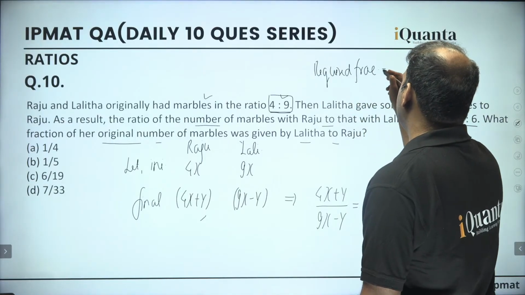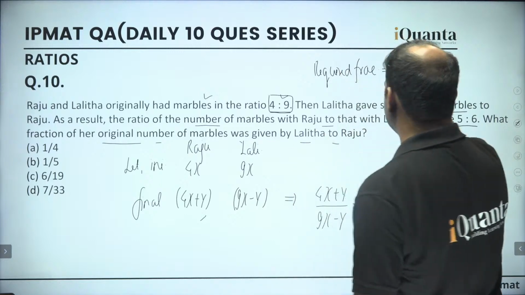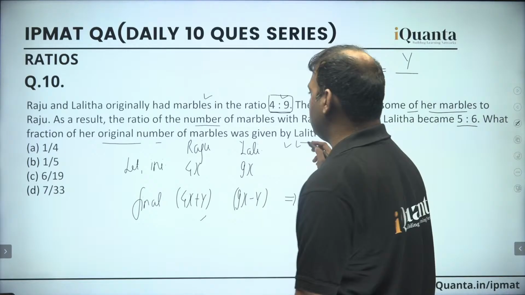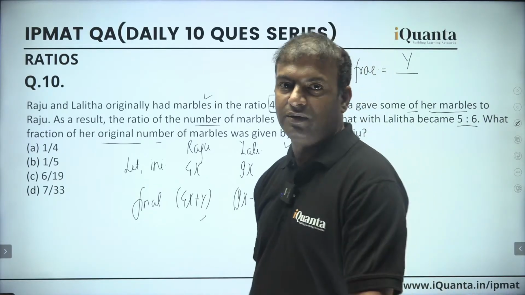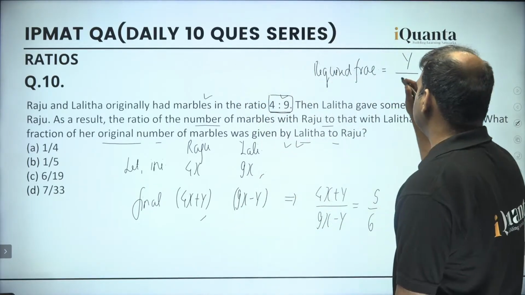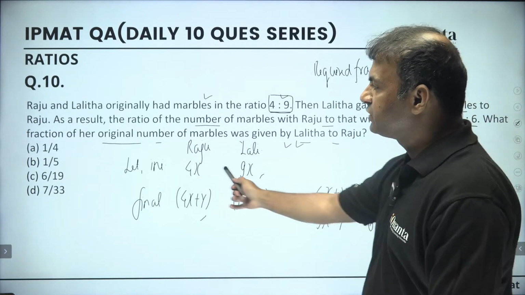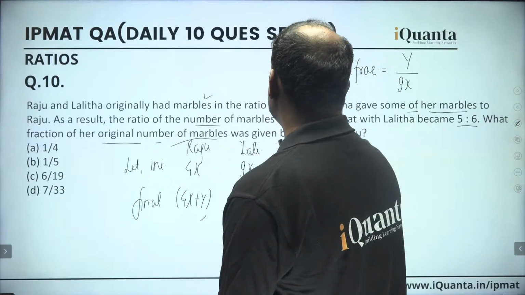The number of marbles given by Lalita to Raju, which we have assumed as y, is what fraction of the number of marbles with Lalita in the beginning, which we have assumed as 9x. Right, guys? This is what we have to find. You can read it again. What fraction of her original number of marbles was given by Lalita to Raju?